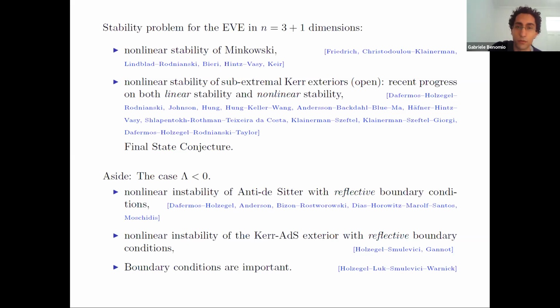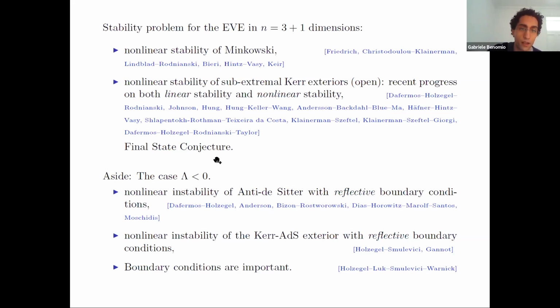The Kerr stability conjecture is often considered as part of a wider and more general conjecture known as the final state conjecture, which claims that all stationary vacuum black holes belong to the Kerr family, and thus the Kerr family characterizes all the possible stationary end states of black hole dynamics.